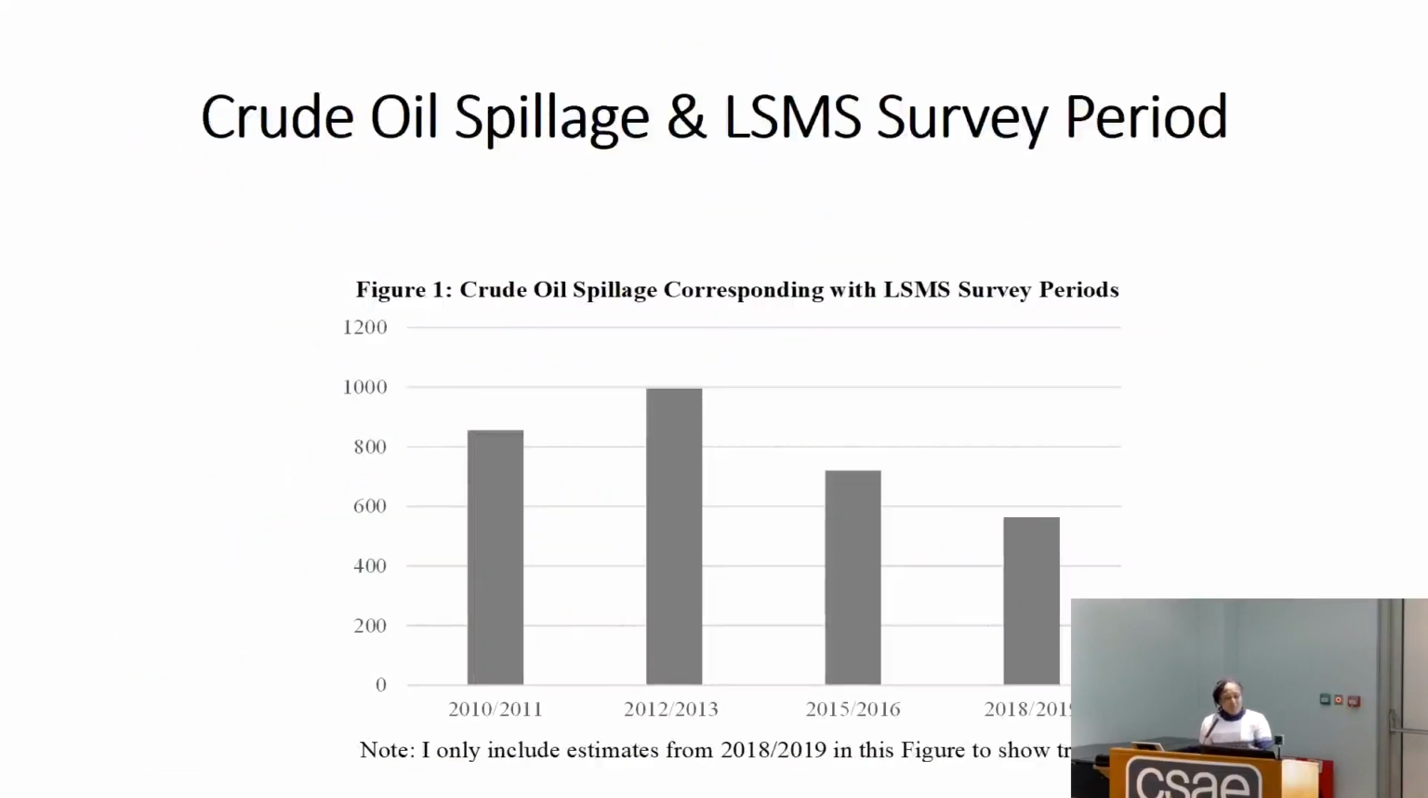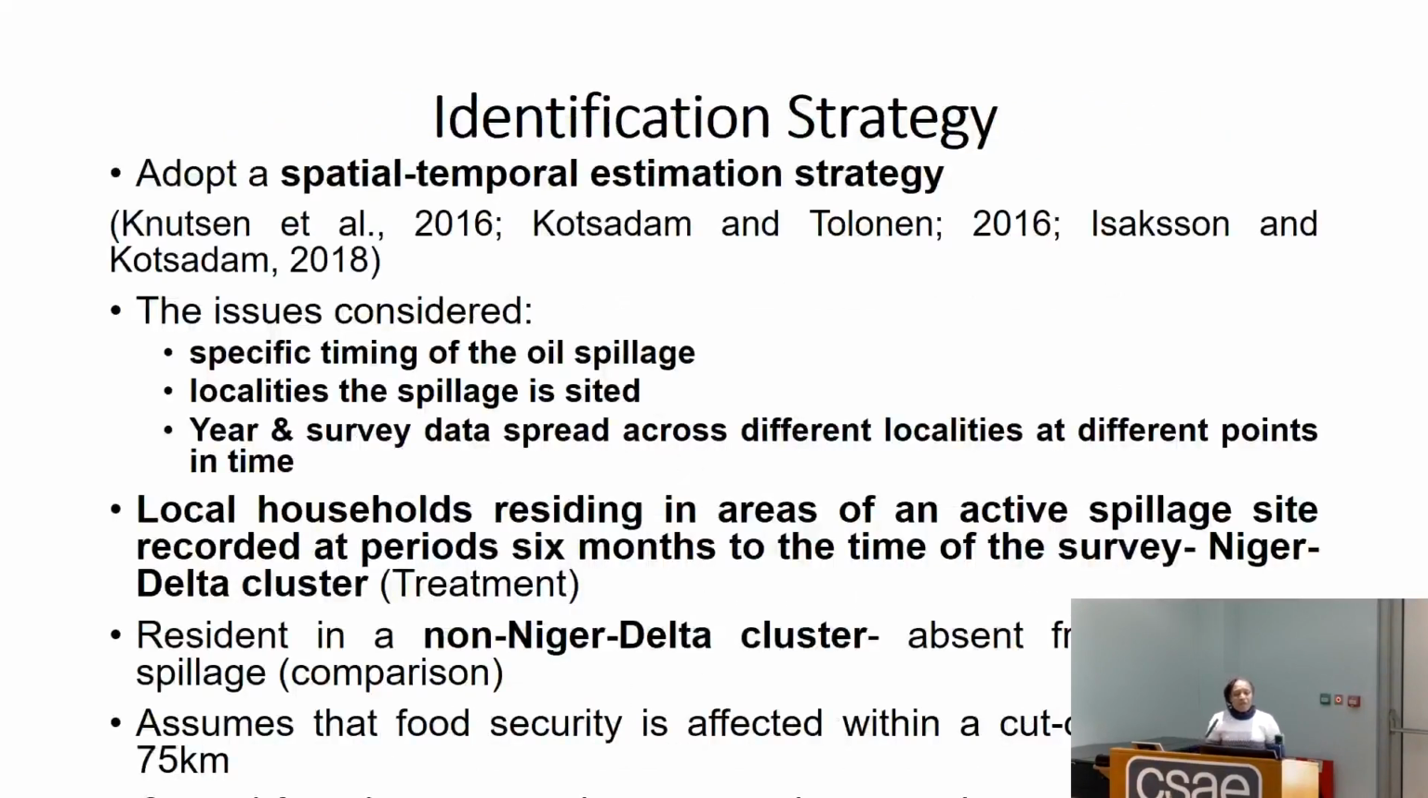We were able to show that crude oil spillage across the years was somewhat reducing food security amongst the households that were largely exposed to it. We adopt a spatial temporal estimation strategy that has been used before, and the issues we consider include the specific timing of the oil spillage, the localities of the spillage, and the year of the survey. Local households residing in areas of an active spillage site recorded within 6 months of the time of the survey in the Niger Delta were the treatment group, and the non-Niger Delta cluster were the comparison group.